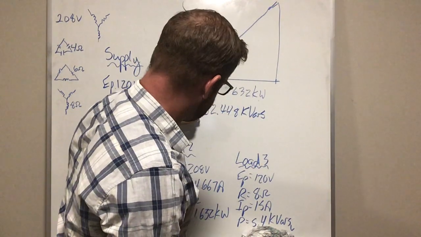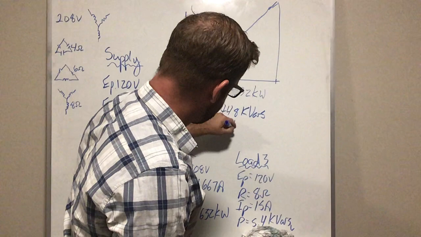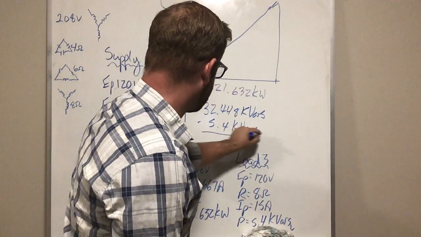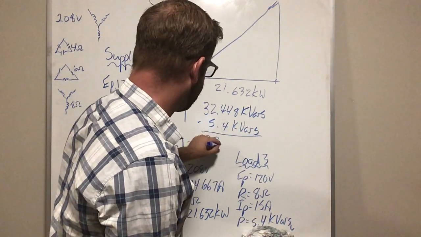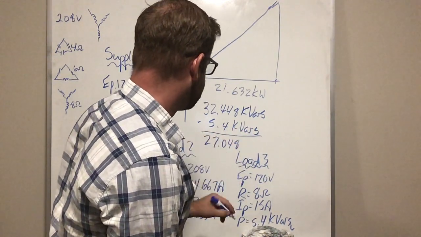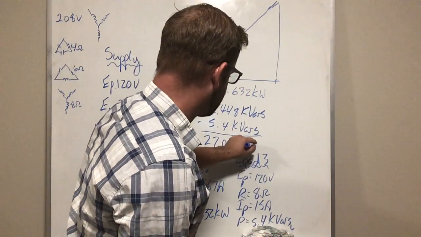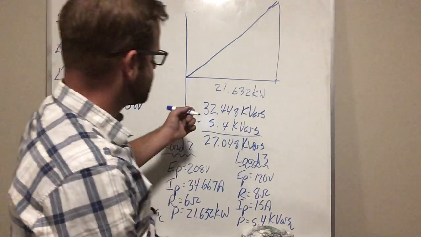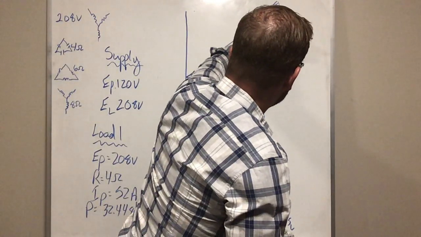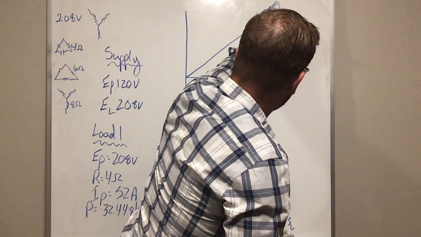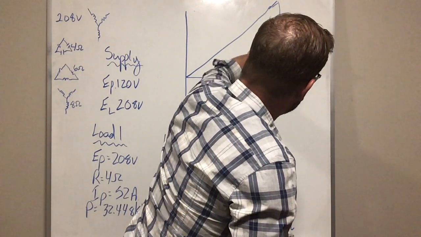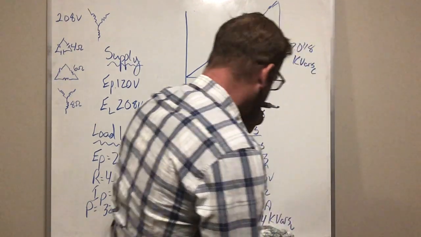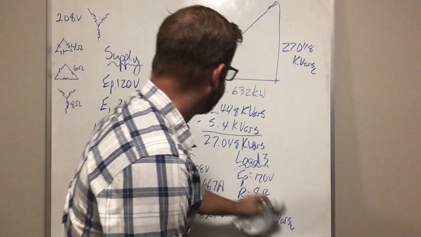Subtract 5.4 kVars, and that should give us an answer of 27.048 kVars. So that 27.048 kVars is going to go along the side, and that's capacitive as our net value.